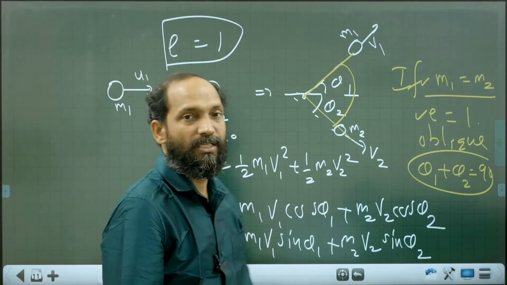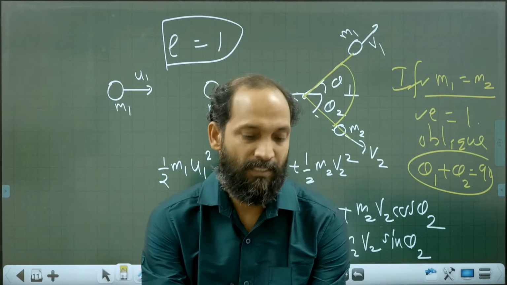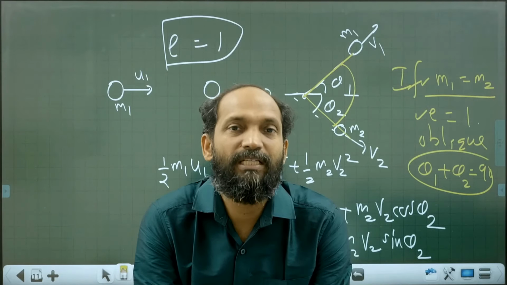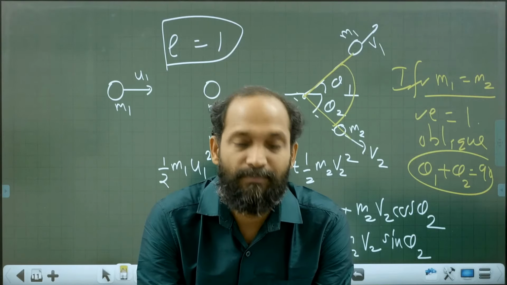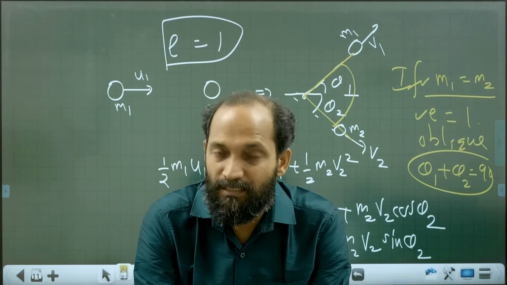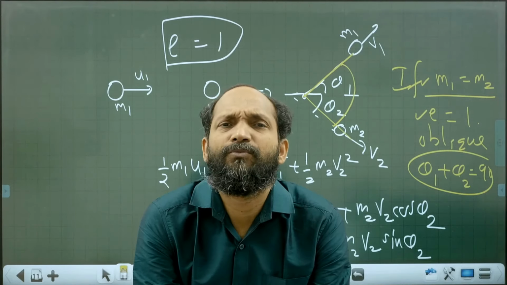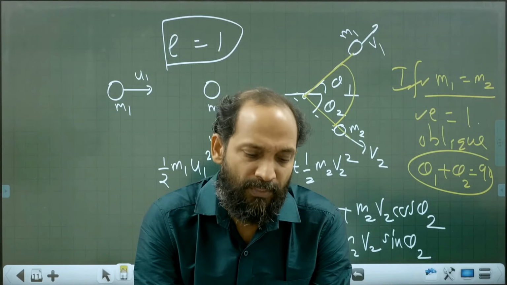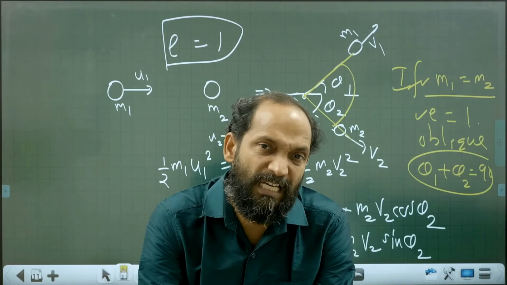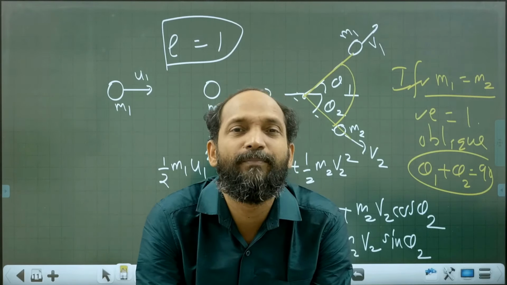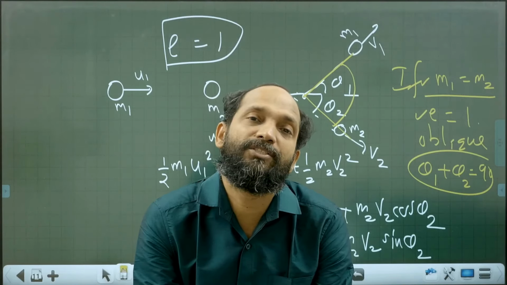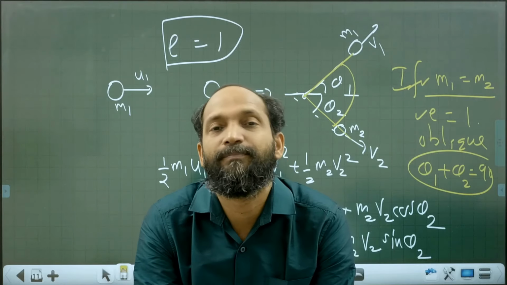So we have discussed different types of collisions, repeating. First one, perfectly inelastic: colliding bodies move together, stick together. Second, perfectly elastic. Third one, inelastic. First one, restitution coefficient 0. Second one, restitution coefficient 1. Third one, inelastic, restitution coefficient less than 1. If E greater than 1, that is superelastic. In a superelastic collision, restitution coefficient is greater than 1.